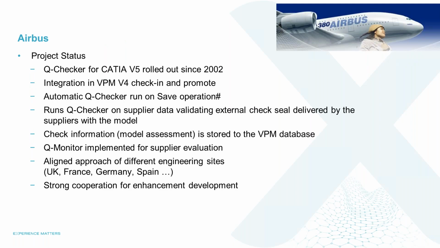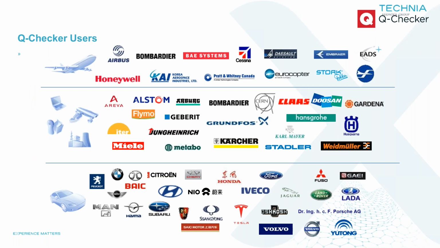One more story is Airbus, where QChecker for CATIA V5 was rolled out in 2002. There is integration in VPM, with automatic QChecker runs before check-in and promote, and on save operations. Most of the things they give are about how they are using it and how it can be helpful for the standards. We talk about the QChecker users. There is a brief customer list of QChecker users across the globe, who are using it, and their suppliers also.